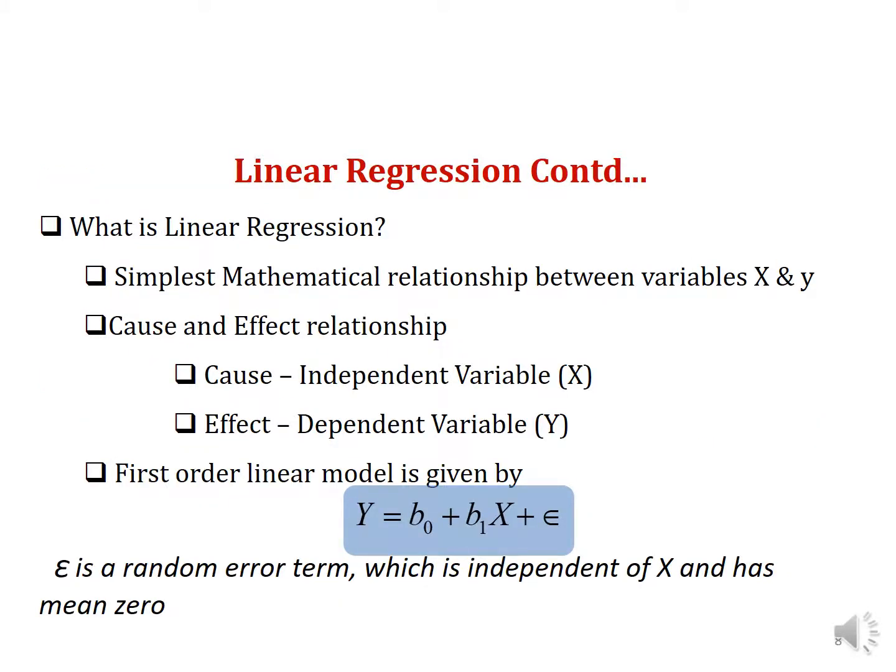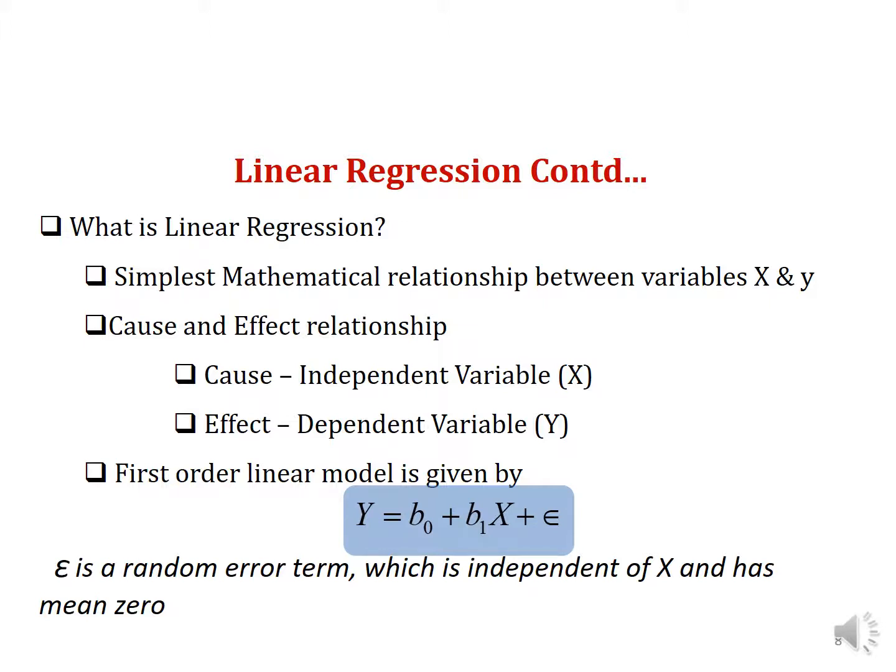So what is linear regression? It is the simplest mathematical relationship between variables x and y. You would have studied in school to draw a straight line. You would have said y is equal to mx plus c. What is y? Y is the dependent variable, m is the slope, and c is the intercept. C is a constant. So this is a kind of cause and effect relationship. The independent variables are the causes, and the effect is the dependent variable.